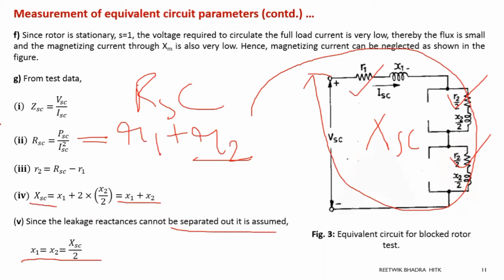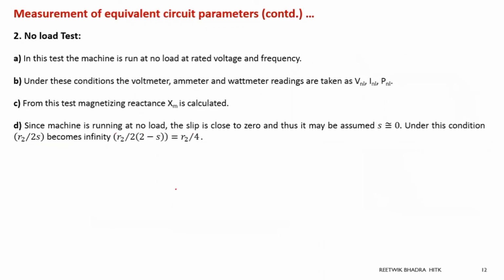So XSC by 2. These are the 5 formulas you should remember. Next is your no load test. In the no load test, what do we do? We supply maximum voltage because it is an open circuit test. There's no need for maximum current to flow, but we have to give maximum voltage. So we give the rated voltage to the stator.